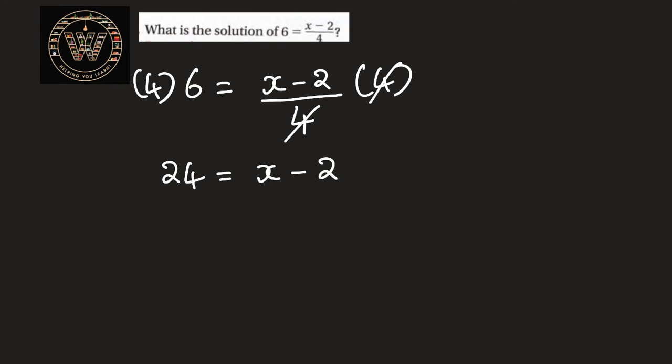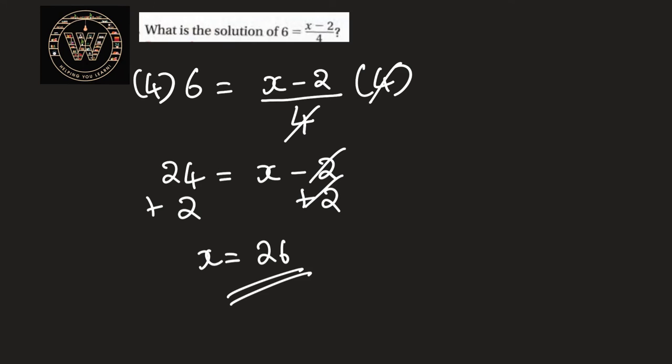Now what will you get rid of? Minus 2. How? By adding 2 on both sides. So x is equal to 24 plus 2, 26. Bravo, that's good.